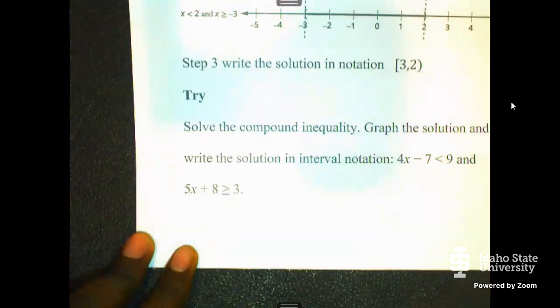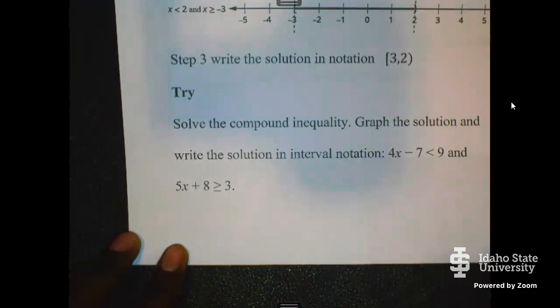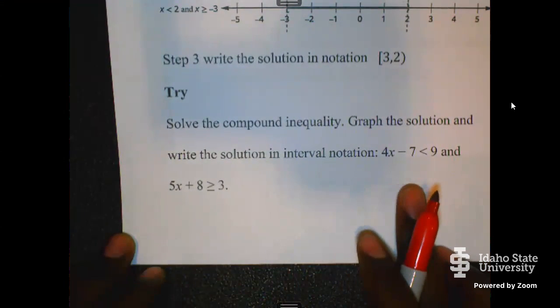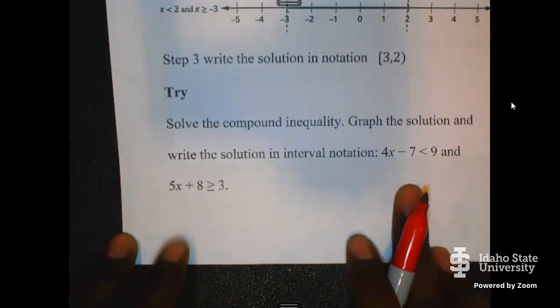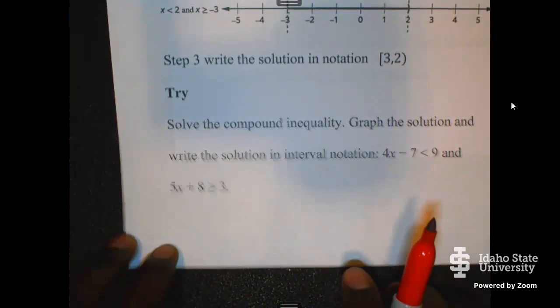So let's try this. 4x minus 7 less than 9, and 5x plus 8 greater or equals to 3. Try that one.